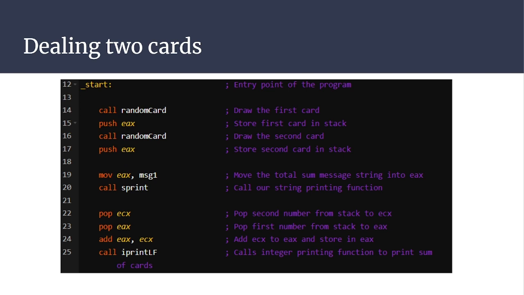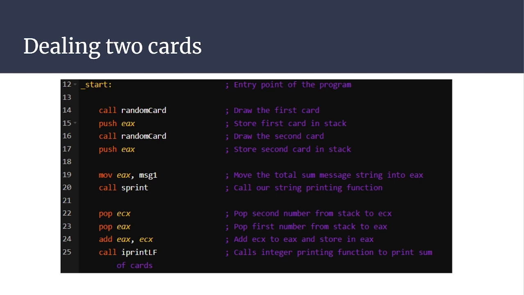In assembly, the stack can store memory, much like the data structure, and has a push and pop command. The push command will store our value to the top of the stack, and pop will return the value at the top of the stack into a register. We call random card again to create another card value, and then push that card value to the stack as well. We move message 1 to EAX, which is "current card total is," and call sprint to print it.